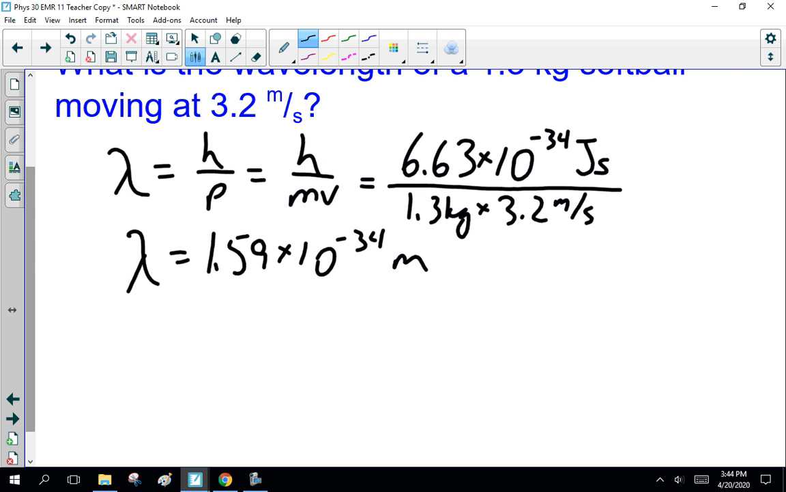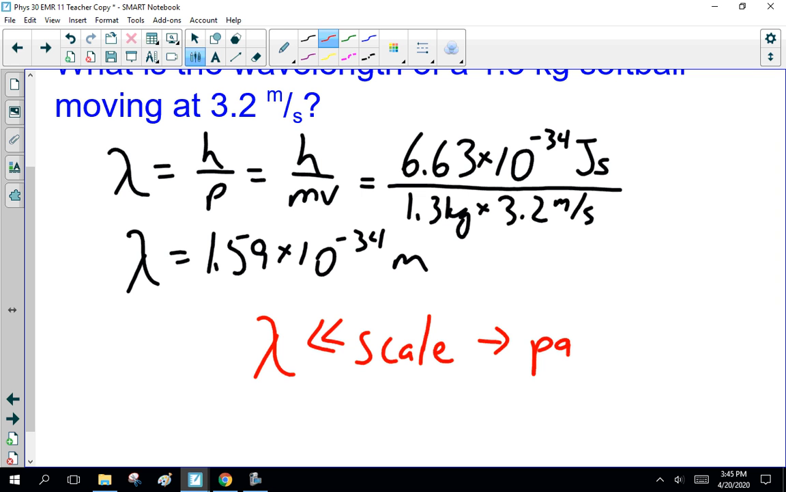Now, we're never going to see this because the wavelength is much, much less than the scale of the particle. So this is going to be definitely a particle behavior. So if we shoot softballs through a double slit, we'll get two lines, not a wave interference pattern. Now, so far so good.